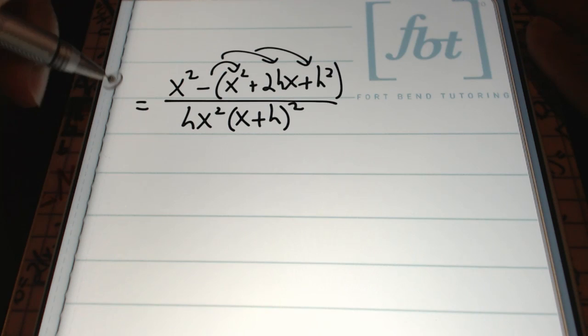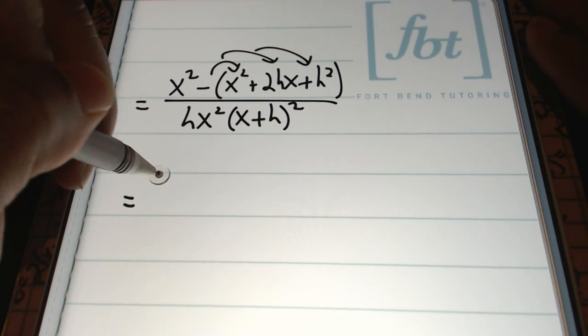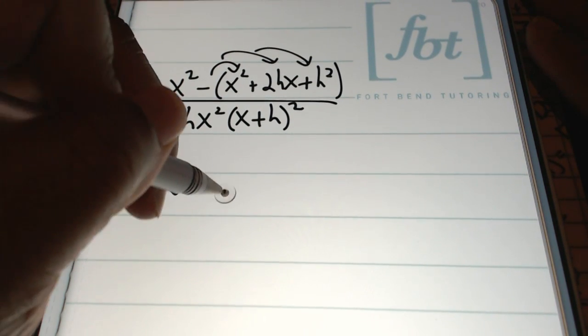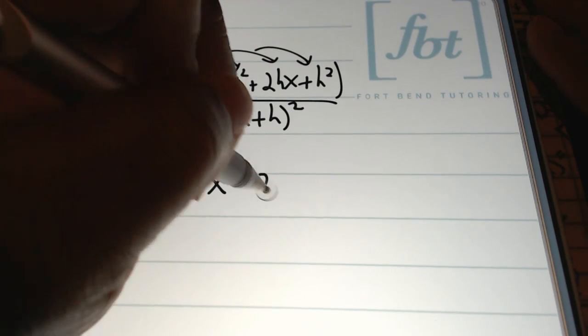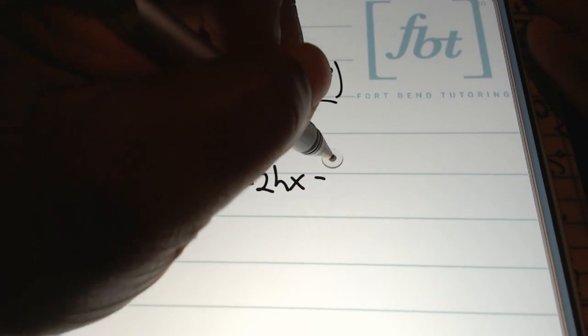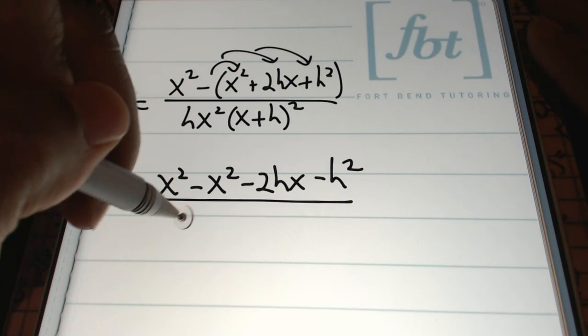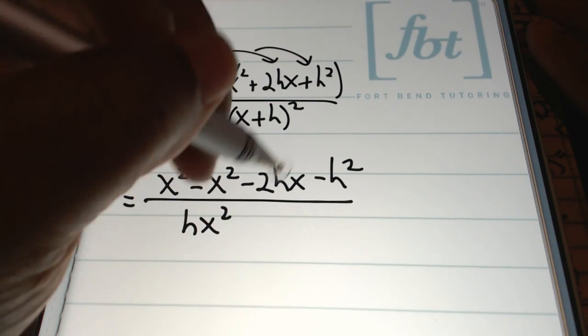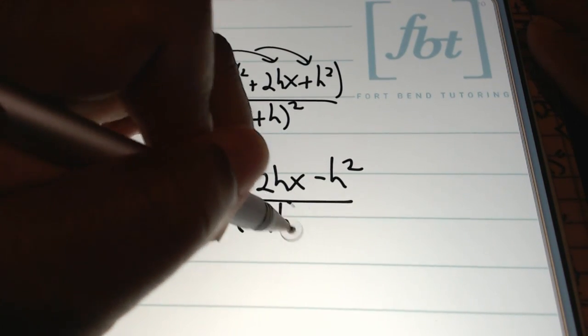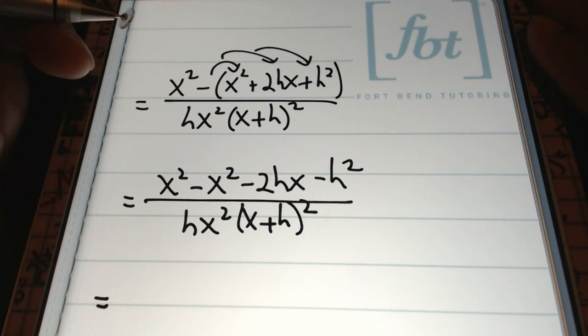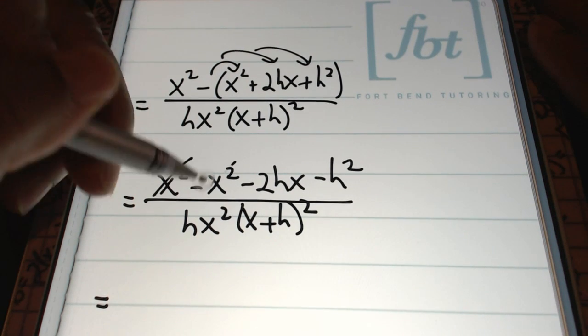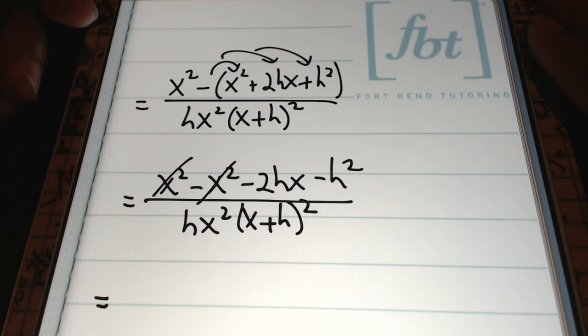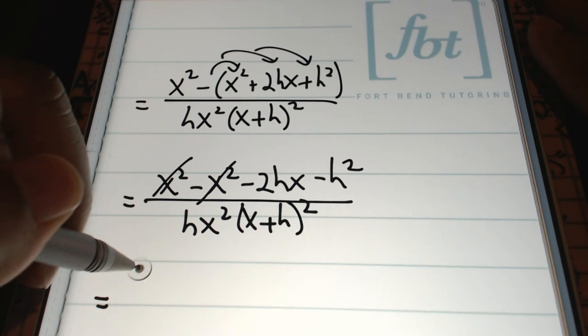So here, guys, let's distribute that negative in the numerator. You'll have x squared minus x squared minus 2hx minus h squared all over hx squared times the quantity of x plus h squared. This is what we have thus far. We do know that the x squareds will cancel out in the numerator. We know that we could factor out an h in the numerator.